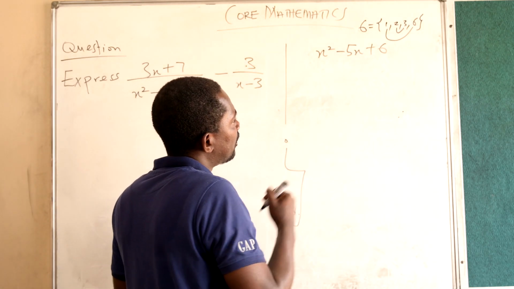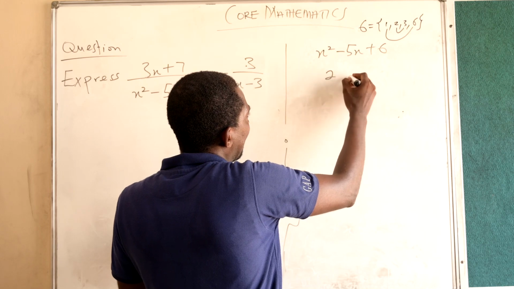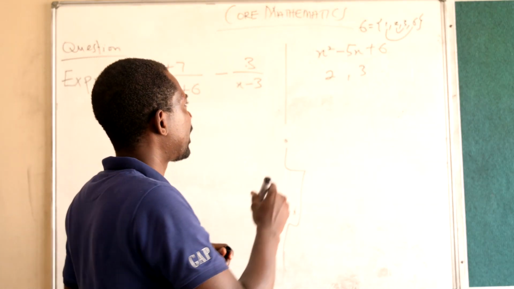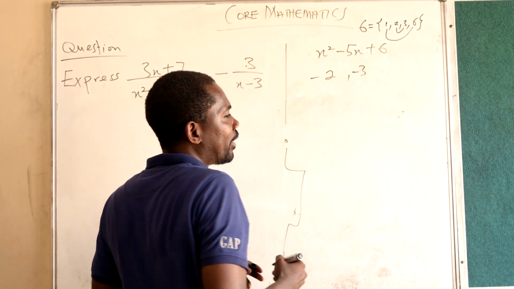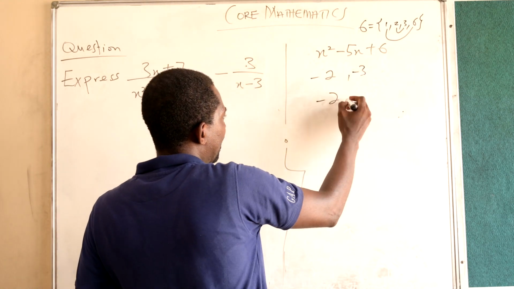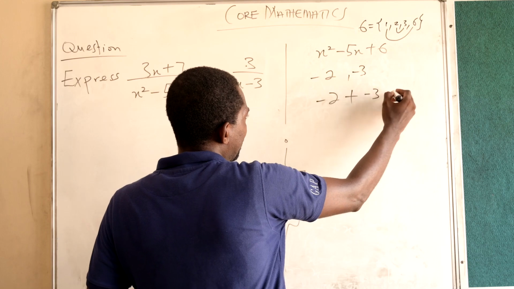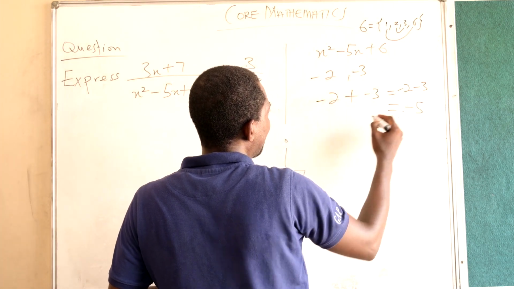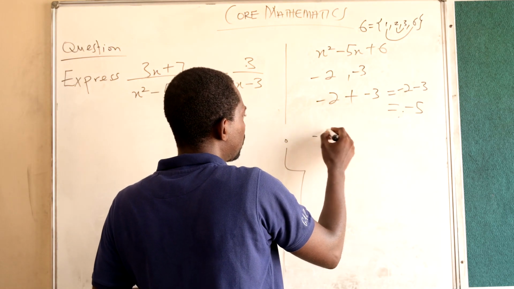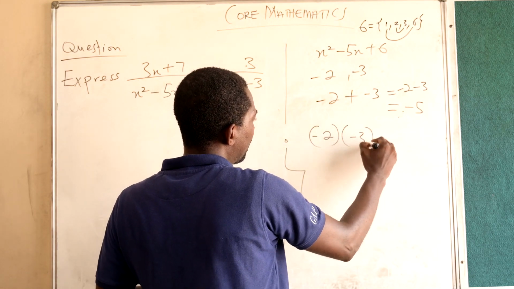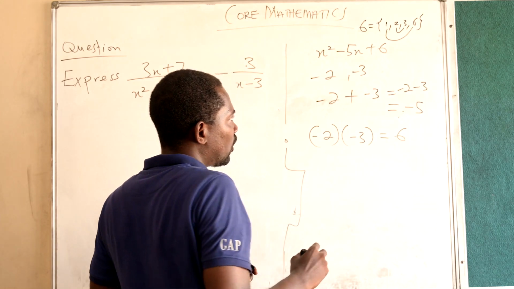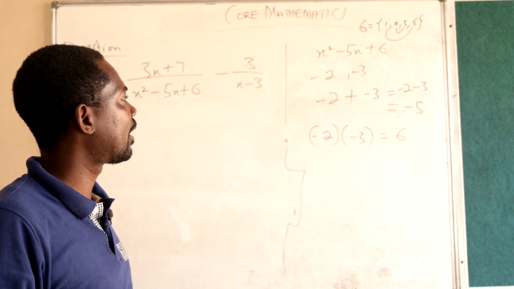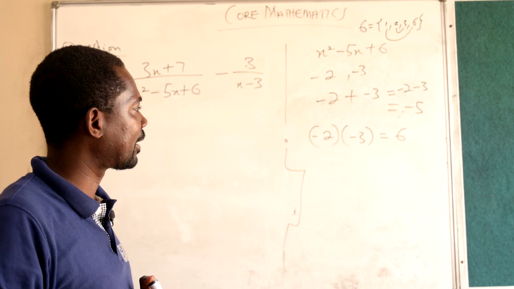I would choose 2 and 3. When I make the 2 negative and I make the 3 negative, when I add them, I'm going to have negative 2 plus negative 3, which is the same as negative 2 minus 3, which gives me negative 5. When you multiply negative 2 to negative 3, you are going to get positive 6. So it means that the two numbers are negative 2 and negative 3.